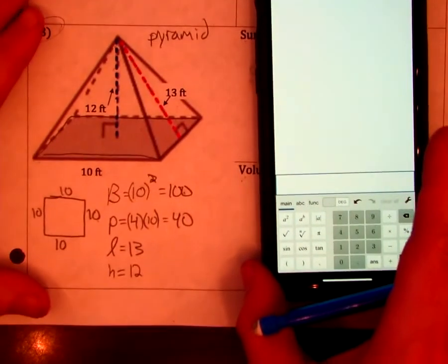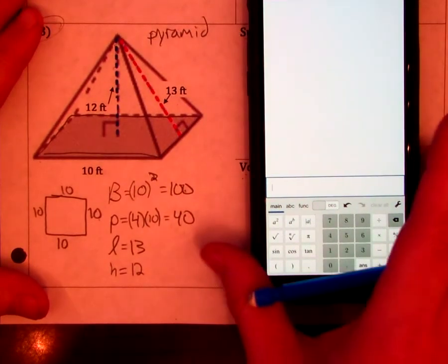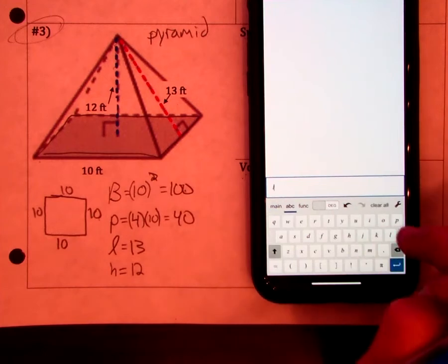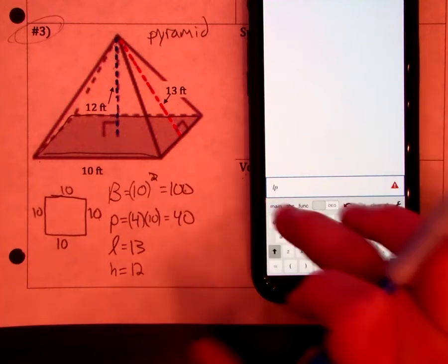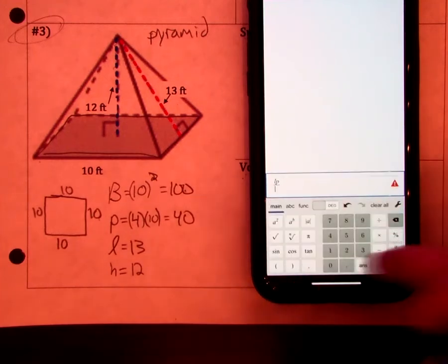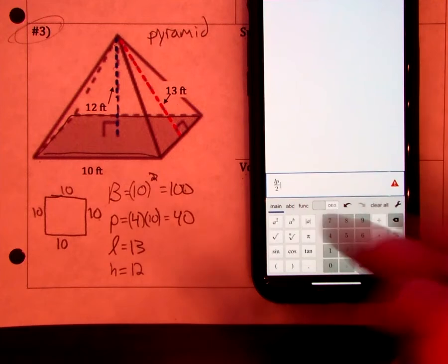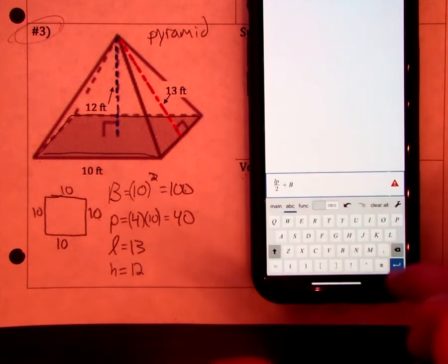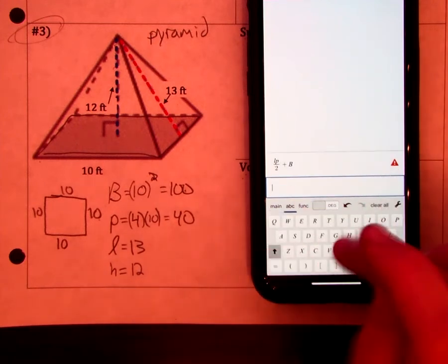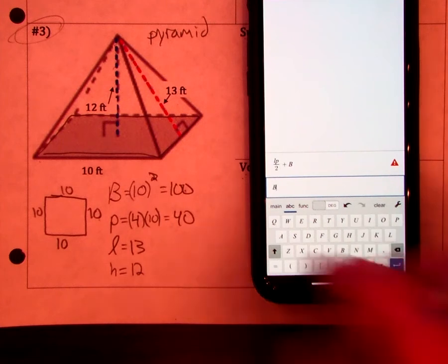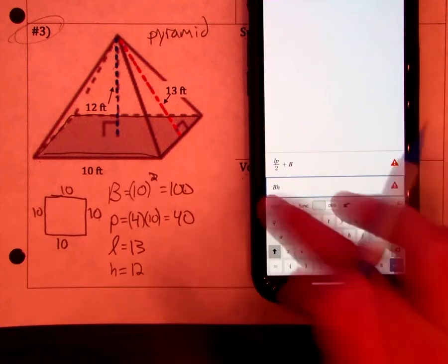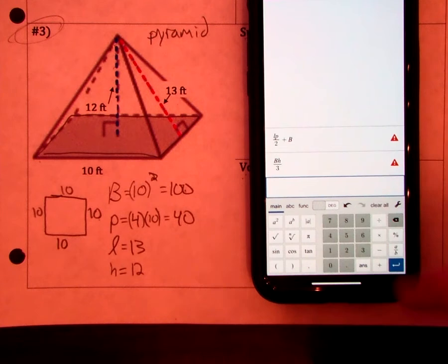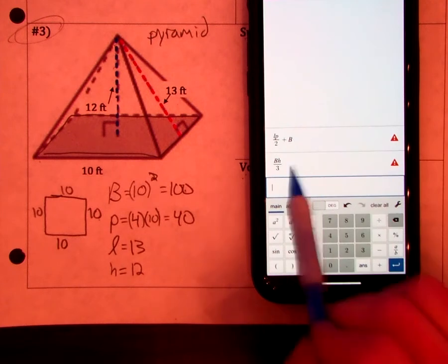So for surface area, it's going to be that slant height times the perimeter of the base divided by 2, and we're adding the area of the base, so it's going to be that big B. For the volume, it's just the big B, which is the area of the base, times the height divided by 3. Alright, so again, the surface area and volume.